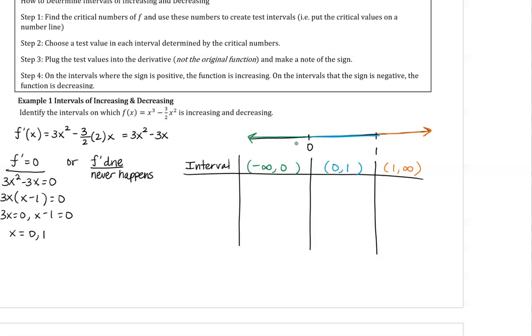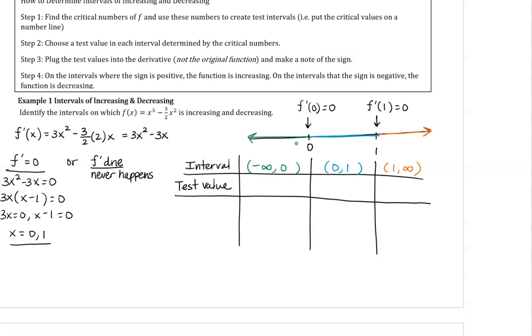Now remember that we know that f prime of 0 is 0, and we also know that f prime of 1 is 0. We know the value of the derivative at those two numbers. Those were the critical values. Now we're going to find the value of the derivative in each of these three intervals. So in each interval, we are going to choose a test value, a number that falls into that interval. It doesn't matter which number you pick.